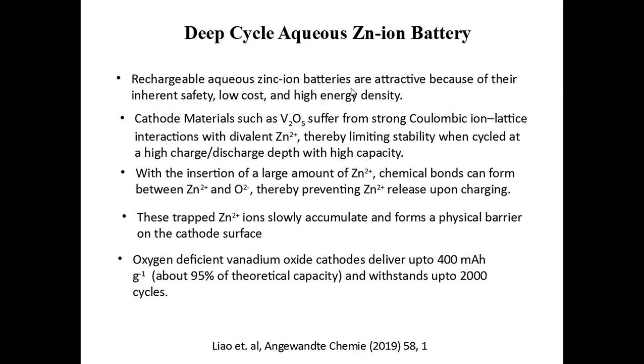In addition to that, India has about 10 million metric tons of zinc reserve. So making a technology which is based on raw materials available in India would give energy security to our energy economy. As I said, if I want to reduce the Coulombic interaction between the zinc 2+ and oxide ion, you can introduce some kind of oxygen deficiency in the lattice, and then you can improve that. That was done in this paper, and they showed about 400 milliampere hour per gram of capacity, and demonstrated 2000 cycles of charge discharge. More information you can find in this paper.